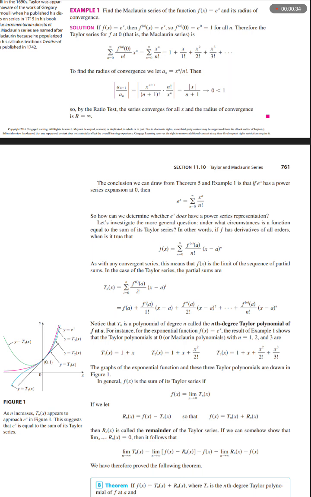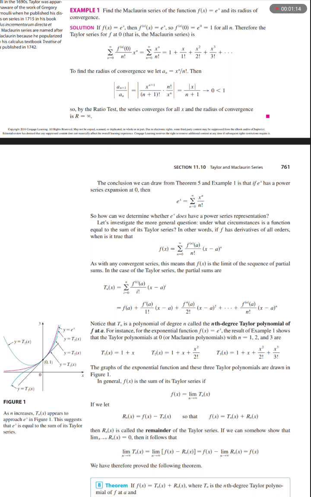for all n. Therefore, the Taylor series of f at 0, that is the Maclaurin series, the sum from n equals 0 to infinity of the nth derivative of f at 0 over n factorial times x^n, equals the sum as n equals 0 to infinity of x^n over n factorial, equals 1 plus x over 1 factorial plus x squared over 2 factorial plus x cubed over 3 factorial plus ellipsis.